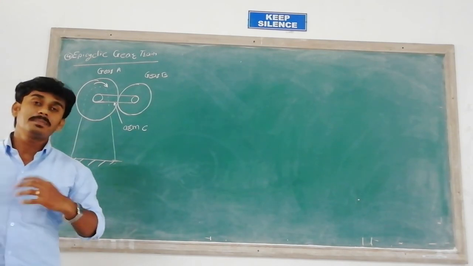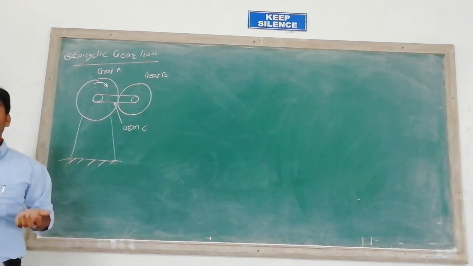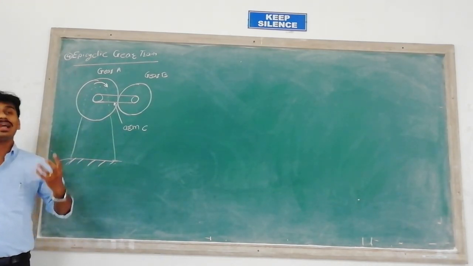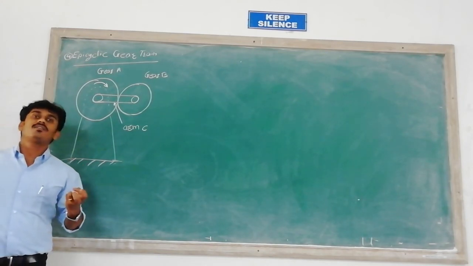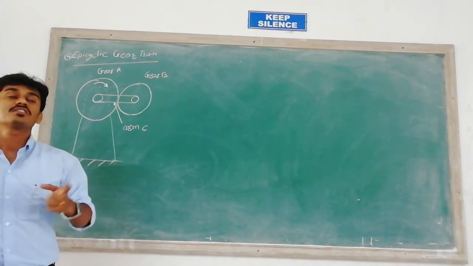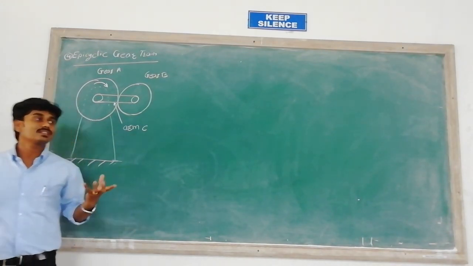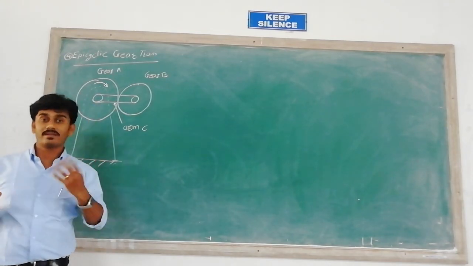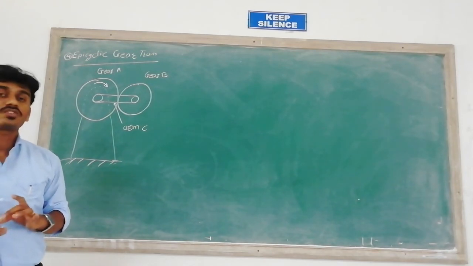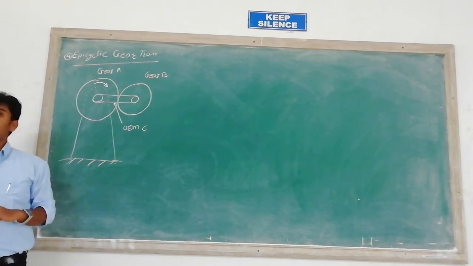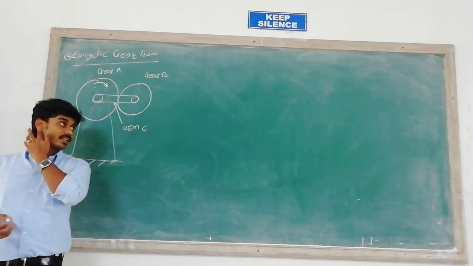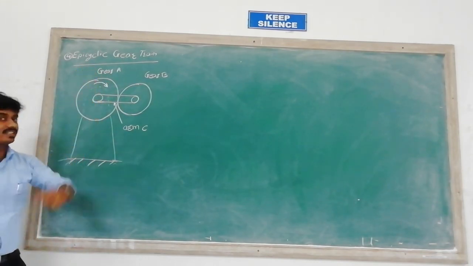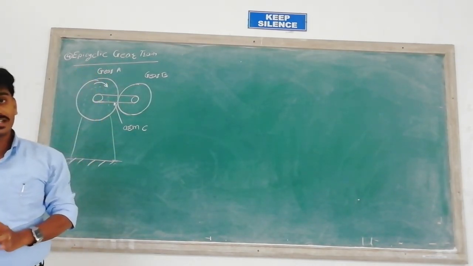An epicyclic gear train is a type of gear train in which the axis or shaft on which the gears are mounted will also rotate about some reference center or reference axis. This type of gear train is called an epicyclic gear train. Sometimes it is also called a planetary gear train.